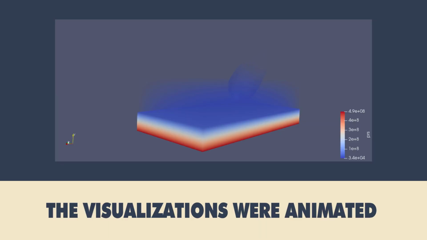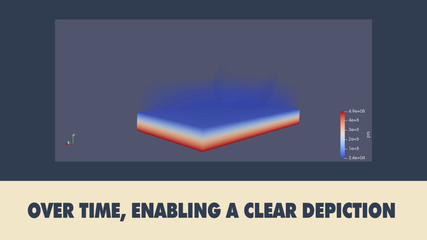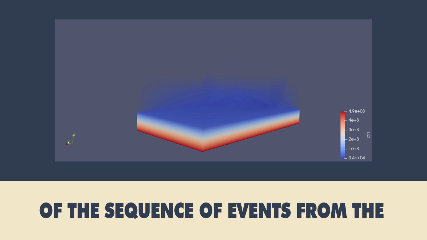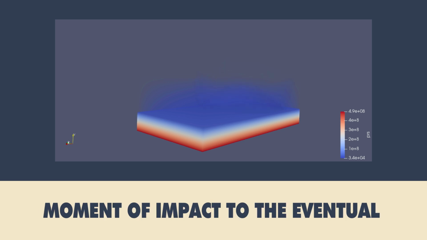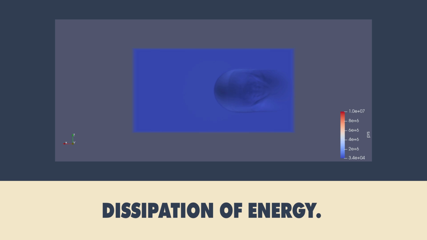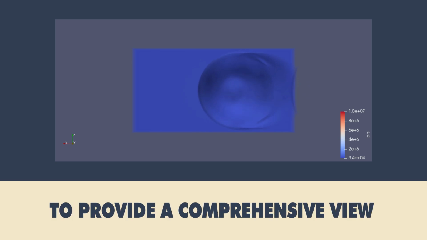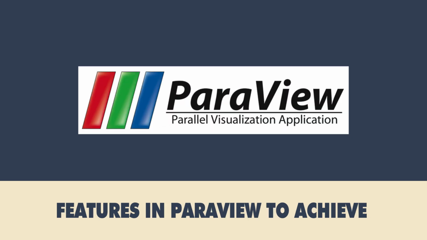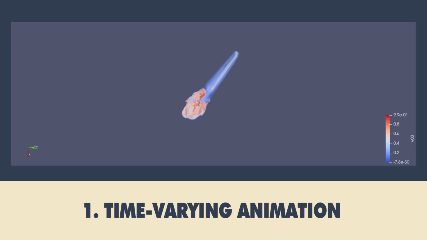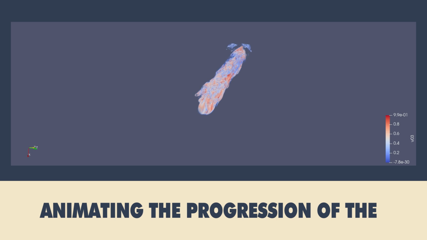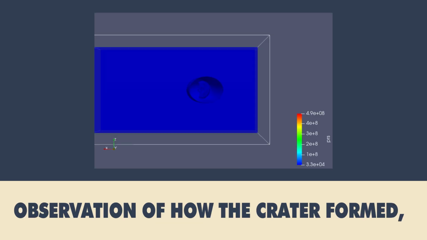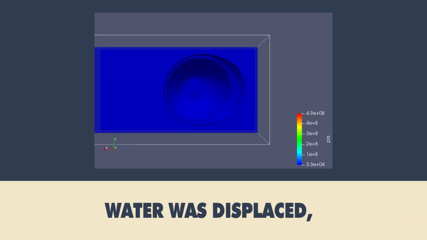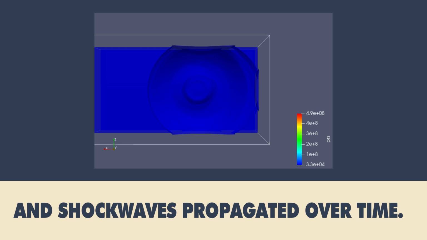The visualizations were animated over time, enabling a clear depiction of the sequence of events from the moment of impact to the eventual dissipation of energy. These techniques work together to provide a comprehensive view of the dataset. This project utilized several key features in ParaView to achieve the final results. Number 1. Time-varying animation. Animating the progression of the impact allowed for a detailed observation of how the crater formed, water was displaced, and shockwaves propagated over time.